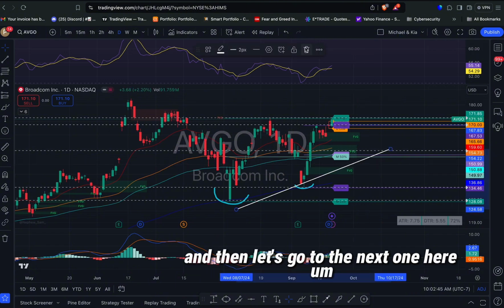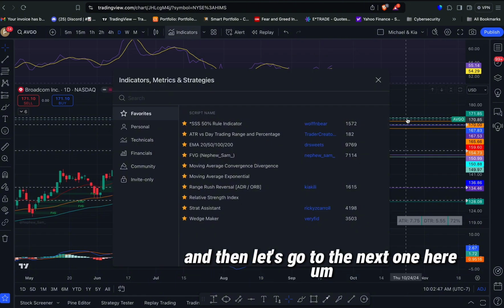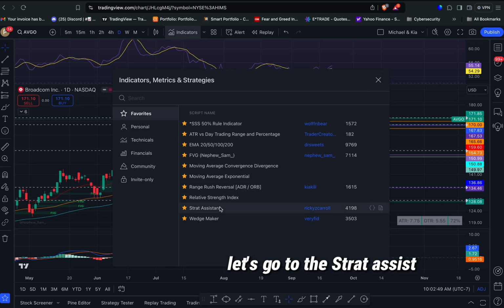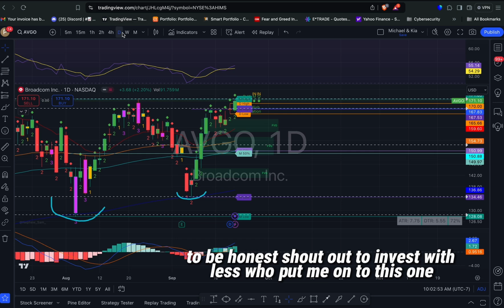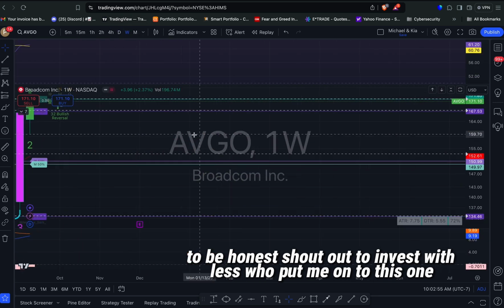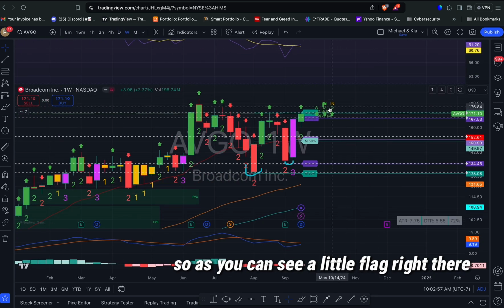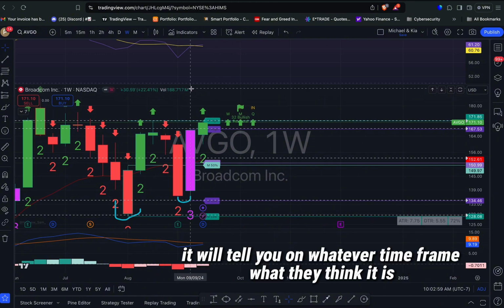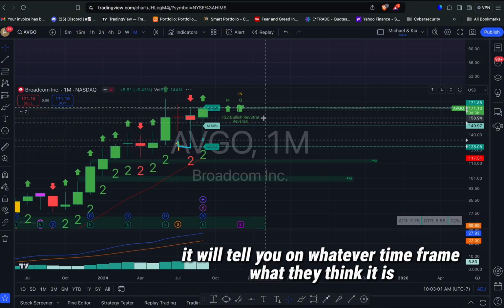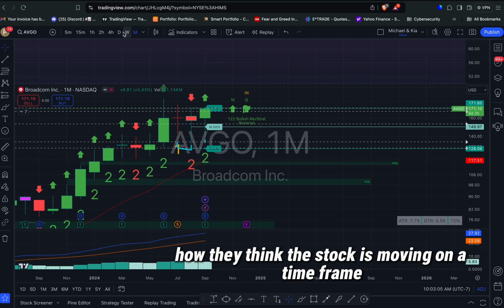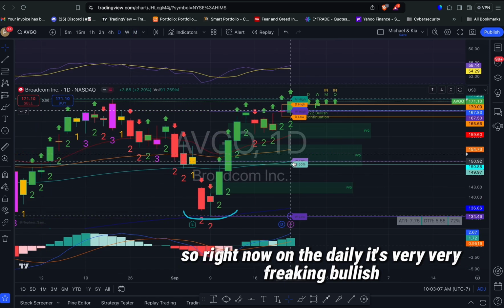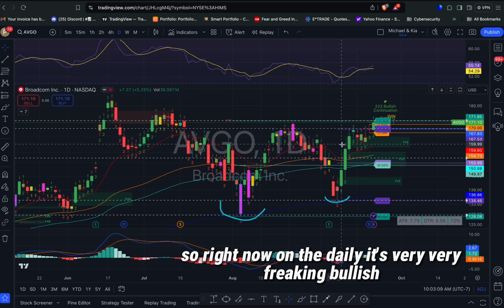And then let's go to the next one here. Let's go to the Strat Assist. Also one of my favorite ones, to be honest. Shout out to Invest with Less who put me onto this one. So as you can see, a little flag right there. It will tell you on whatever time frame how they think the stock is moving. So right now on the daily, it's very, very bullish.